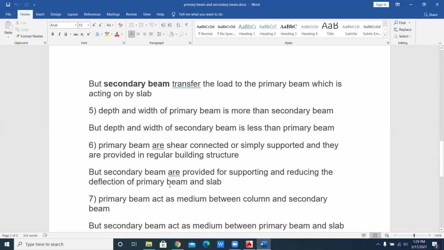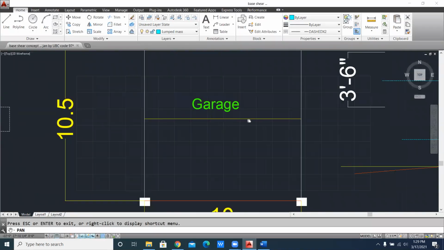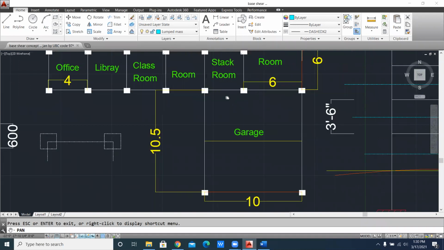So first of all, I want to show you the main points about this. Primary beams are shear connected or simply supported, and secondary beams are provided for supporting and reducing deflection of the primary beam and slab. Why deflection? Because in the center the bending moment is strong, while at the edges there is large shear force. Here the deflection is high, and for this deflection we would have to increase the thickness of the slab. To reduce the slab thickness and to decrease the load on the other columns, we normally provide the secondary beam.